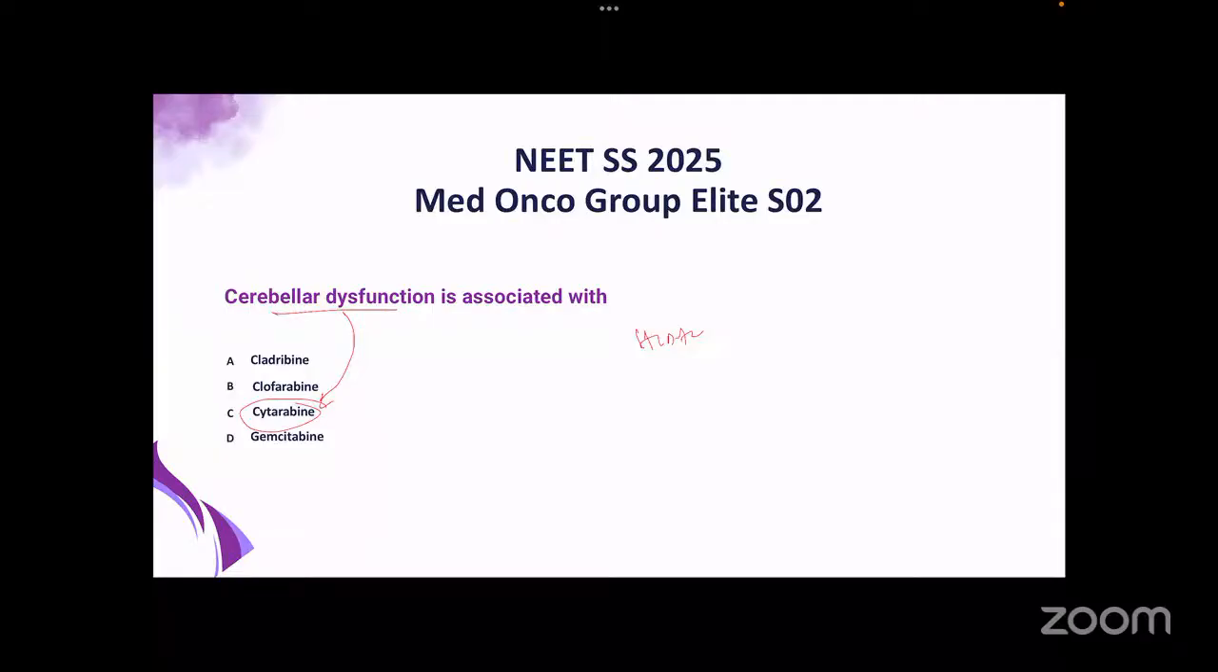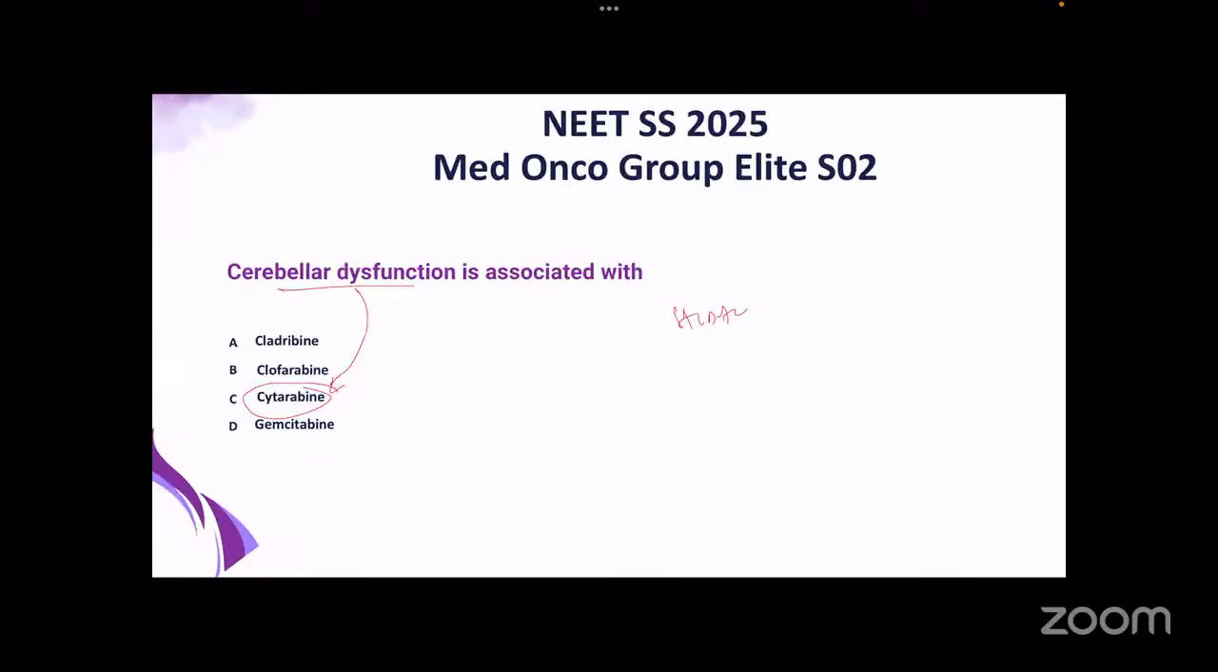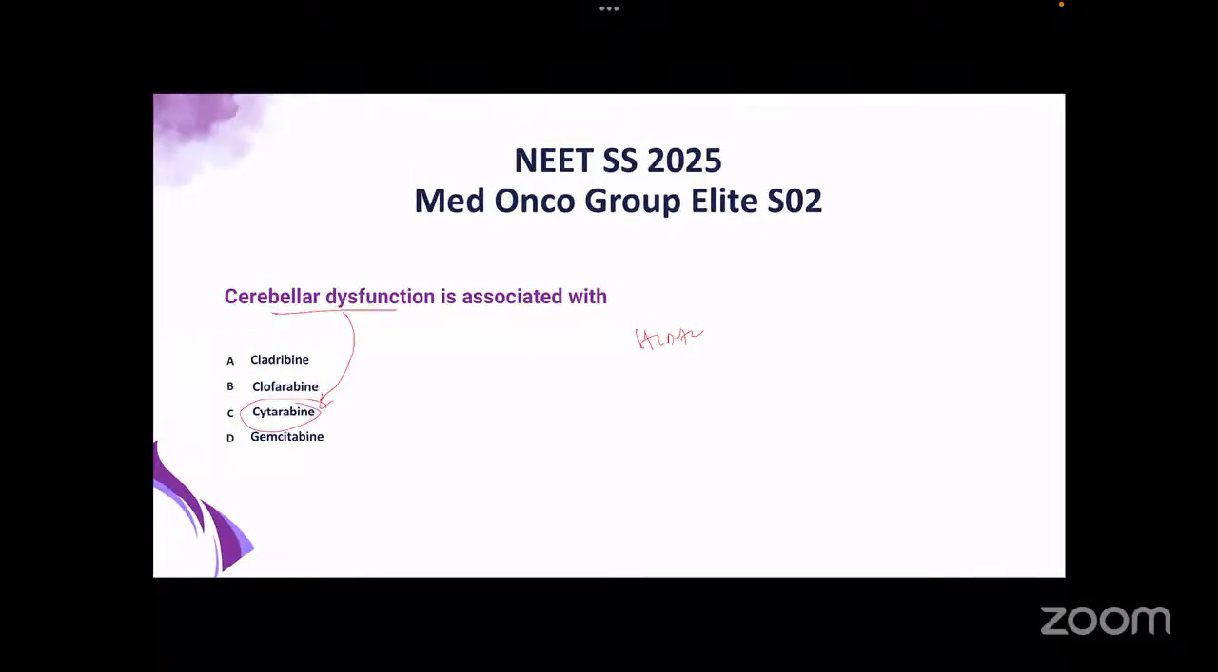And we cannot recharge cytarabine again. Another common side effect of cytarabine is keratitis. That is the reason we use steroid eye drops for any patient who is undergoing chemotherapy with high dose cytarabine. Other drugs like cladribine, clofarabine, and gemcitabine do not cause any cerebellar dysfunction. Cladribine's side effect is prolonged myelosuppression.